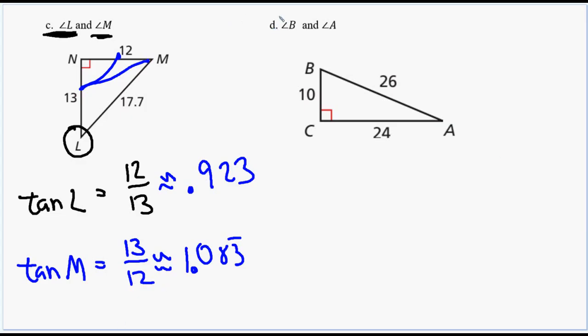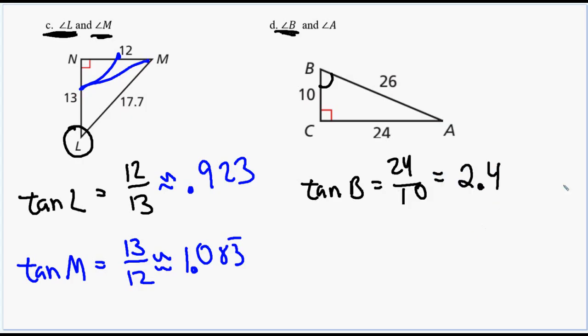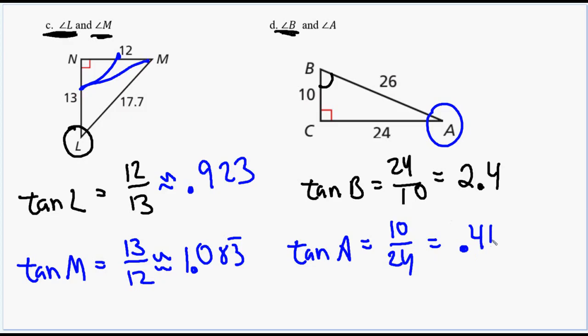And last one here. First, we're going to find angle B. The tan of angle B is 24 over 10. And that would be on the calculator 2.4. And now we're going to jump down here to angle A. The tan of A is just going to be the reciprocal, 10 over 24, and that is about 0.416 repeating. Excellent.